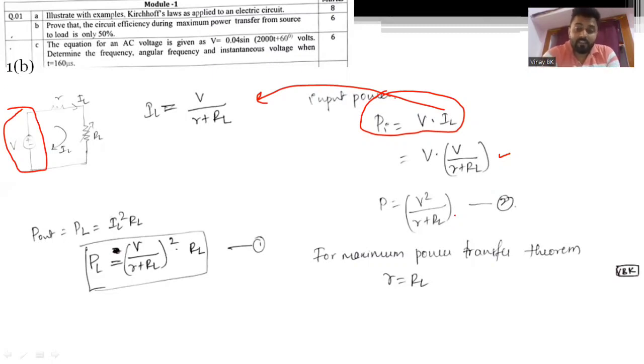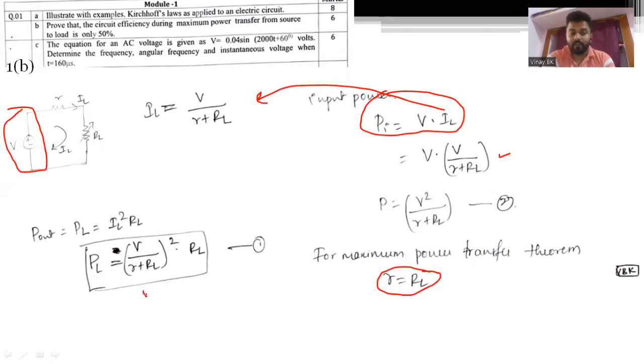Next, what you are doing? You are applying the maximum power transfer theorem rule. What is the rule? Internal resistance is same as load resistance, that is R equals to RL. Then you substitute these to equation 1 and 2, you get V divided by 2R whole square.